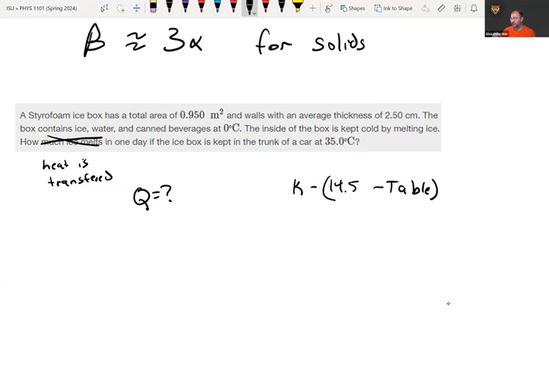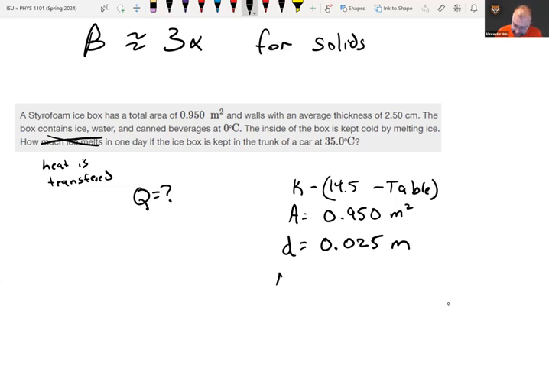It's about heat moving from the trunk into the cooler. So that means it's a conduction question. A, they give us directly, and they're nice enough to do it in SI units, so that's fine. D, the mistake here would be to say it's 2.5 because D is given in centimeters. So you do need to convert all these things to SI.